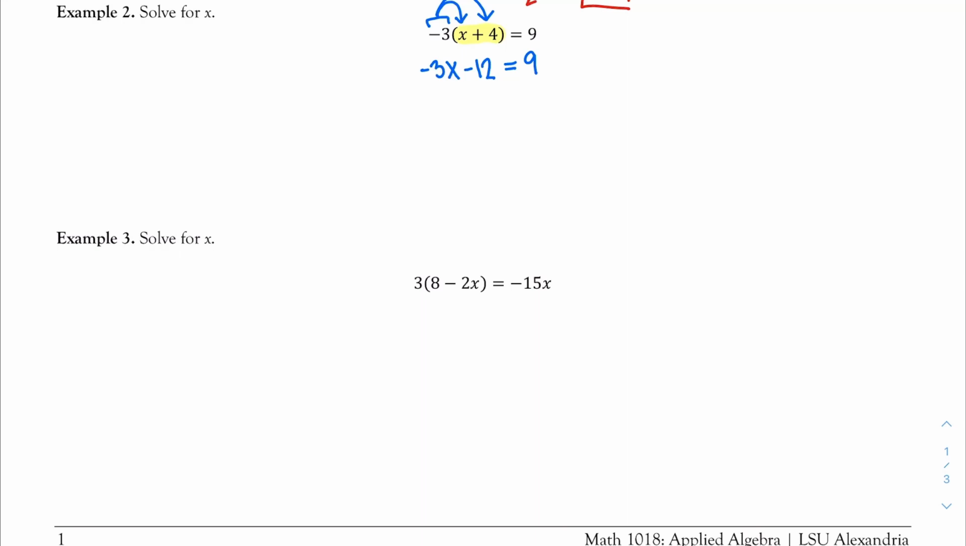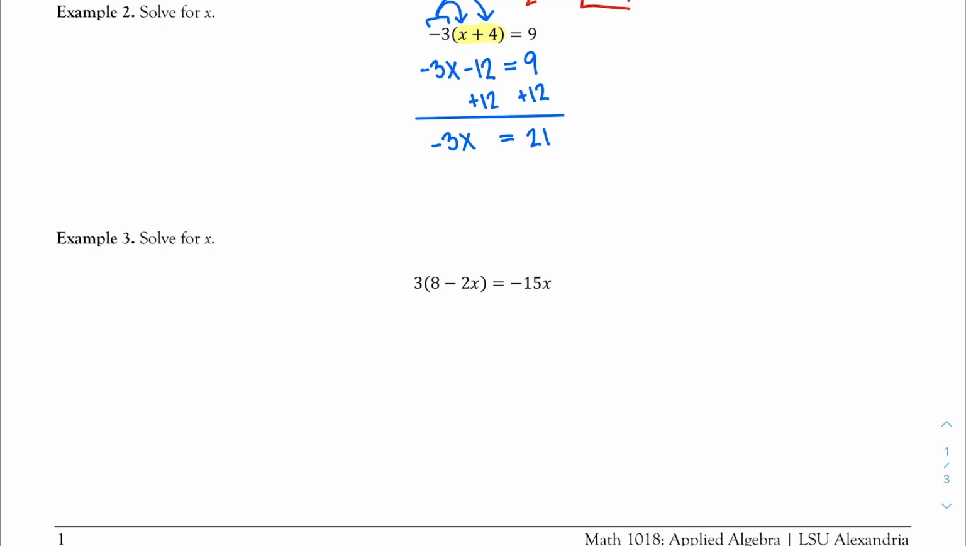Next, I'm going to move all of my x's to one side and all of my numbers to the other. The quick way for me to do this is to add 12 to the left and to the right. On the left, I'm left with -3x, and then -12 plus 12 gives me 0. So I have -3x is equal to 9 plus 12, which is 21. Now I'm done with step 3.